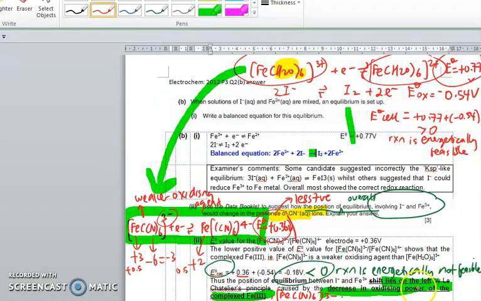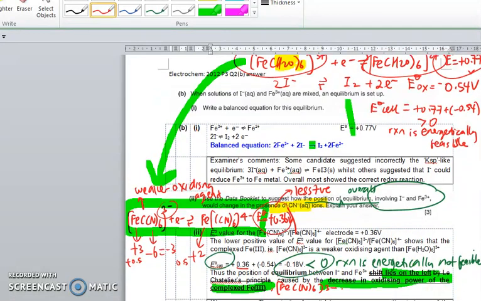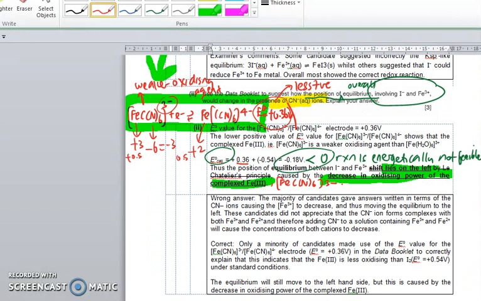So instead of LCP, I cancelled it, and you just have to say that the overall position of equilibrium between the I minus and Fe3 plus lies on the left, meaning that it's all reactants, no products, because E naught cell is negative, not feasible. The reaction is not energetically feasible. That is the meaning of equilibrium lies on the left. And if you look at the answer, this is what they're trying to say. Equilibrium lies on the left because it's all reactants, all I minus and the cyanide complex of iron 3 plus. Yes, and it's caused by the reduction in oxidizing power.